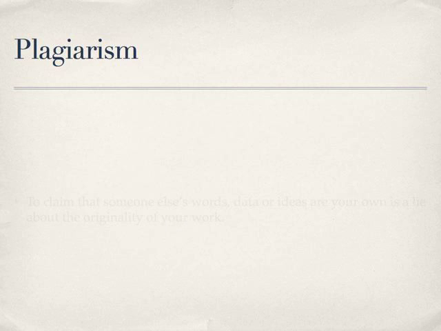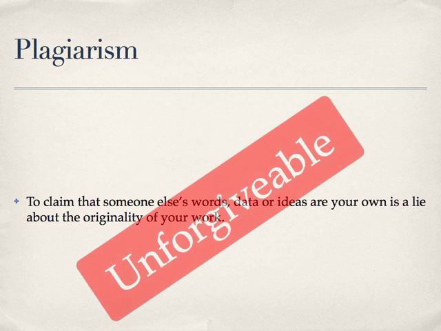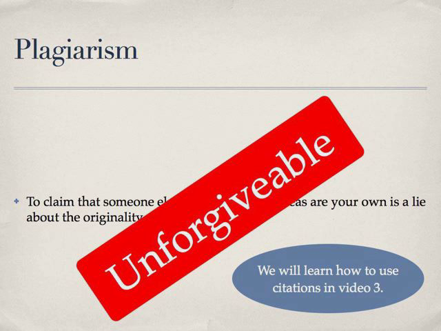The second is plagiarism, or giving the impression that other people's research is your own. Academic research is about contributing original knowledge to the world. To claim that somebody else's words, data, or ideas are your own is a lie about the originality of your work. You must show very clearly the words, data, and ideas that are yours, and the words, data, and ideas that belong to other people. To show other people's work, you must use citations. We will discuss this in video 3.